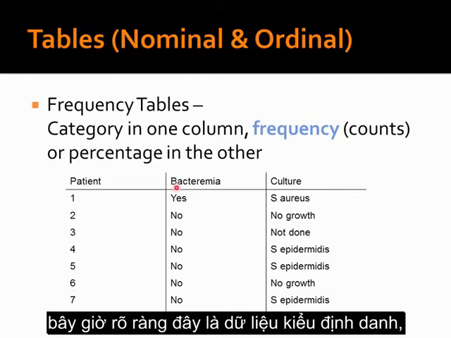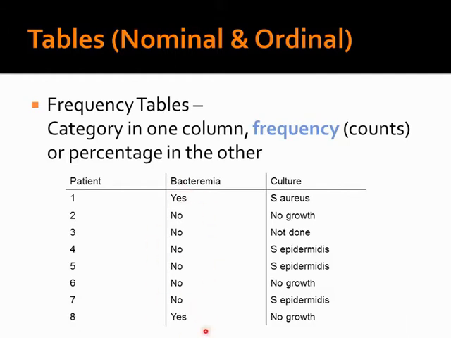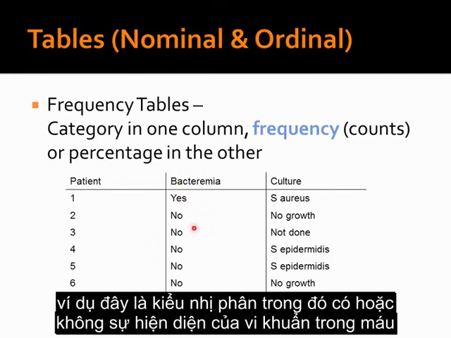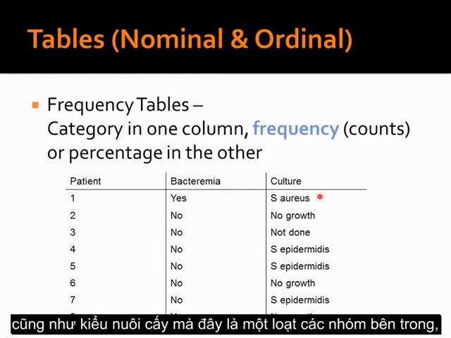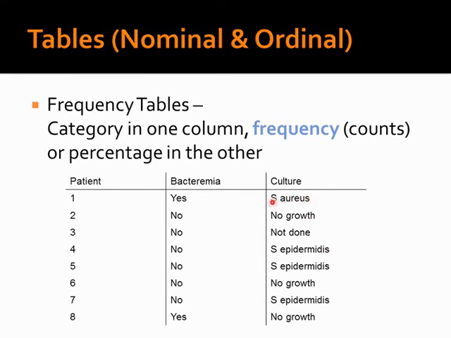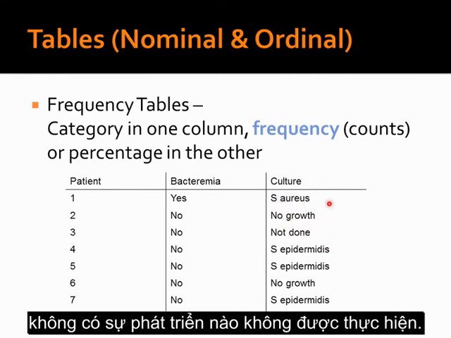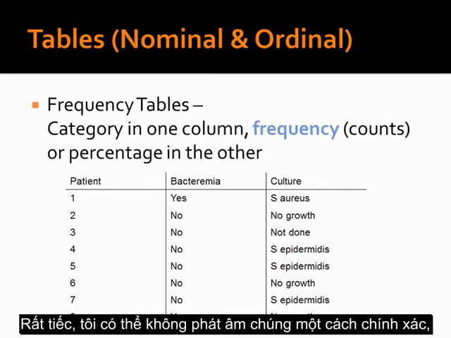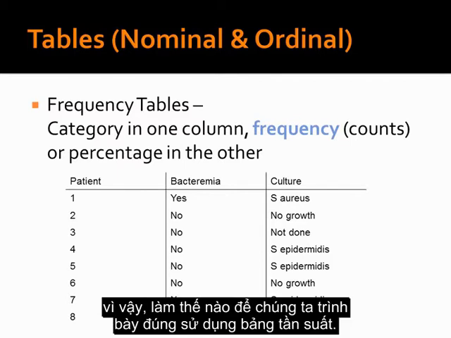Now obviously this is nominal type data. For example, this is binary type, where there's yes or no, is there presence of bacteria in the blood, as well as what kind of culture. This is a bunch of groups inside here. There's no growth, not done, S. aureus, S. epidermidis. Sorry, I might not be pronouncing them correctly. So how do we properly present them?